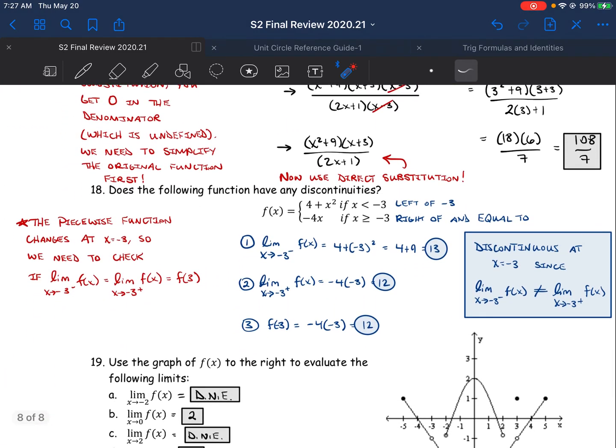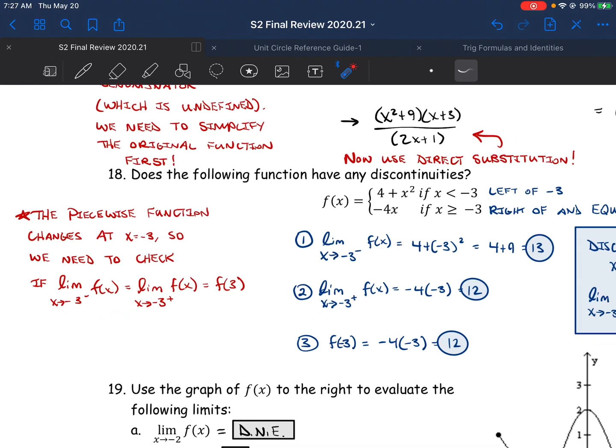All right, number 18, does the following function have any discontinuities? So keep in mind, for a function to be continuous at a point, let's say the point is x equals c, then the left side limit as x approaches c, the right side limit as x approaches c, and the function value at c all have to be equal to each other. So that's what this is saying right here.